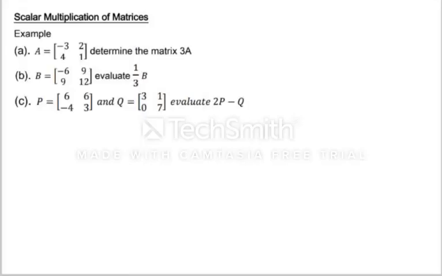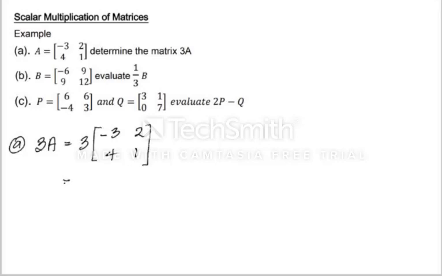All right. This says scalar multiplication of matrices. And all that simply means is that you're multiplying a matrix by a number. In this example, we're given A, and we're asked to find 3A. Remember, matrices are usually denoted by capital letters. This would be 3 times the matrix A, which is minus 3, 2, 4, 1.